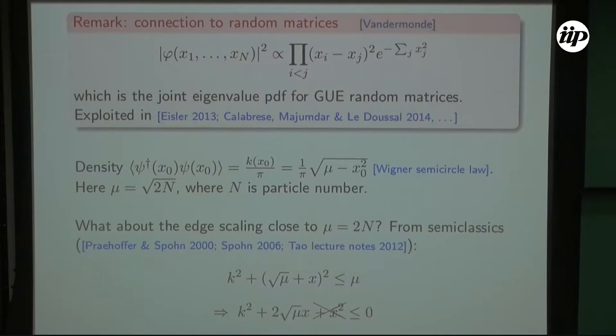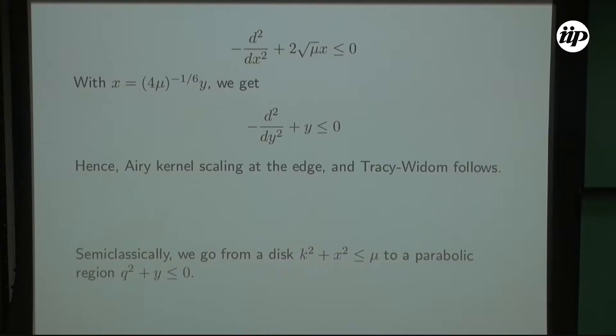Okay, then I say, well, k is like a momentum. So semi-classically, k squared is like taking a second derivative. So I get this, which looks nice. And then I say, okay, I can rescale so that both terms are of the same order. You can find the scale on which both terms are the same order, and you find this, okay? And if you find this, then you're back to the Airy kernel I was talking about.